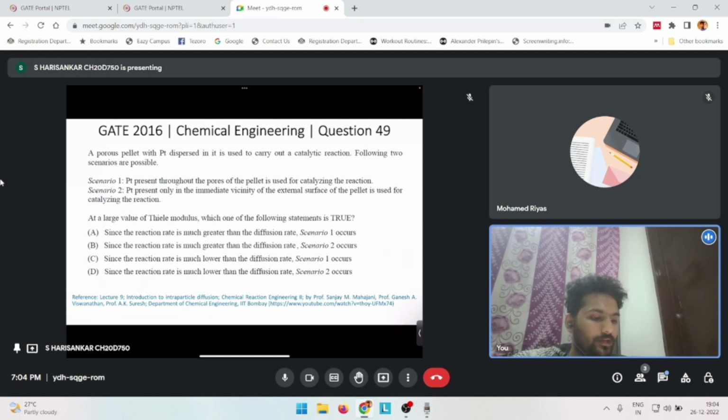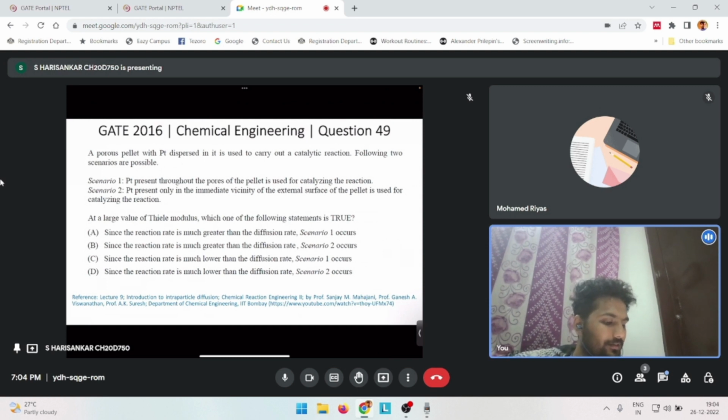This is a question from GATE 2016 Chemical Engineering, question number 49. A porous pellet with platinum dispersed in it is used to carry out a catalytic reaction. Two scenarios are possible. Scenario 1: platinum present throughout the pores of the pellet is used for catalyzing the reaction. Scenario 2: platinum present only in the immediate vicinity of the external surface of the pellet is used for catalyzing the reaction. At a large value of Thiele modulus, which one of the following statements is true?